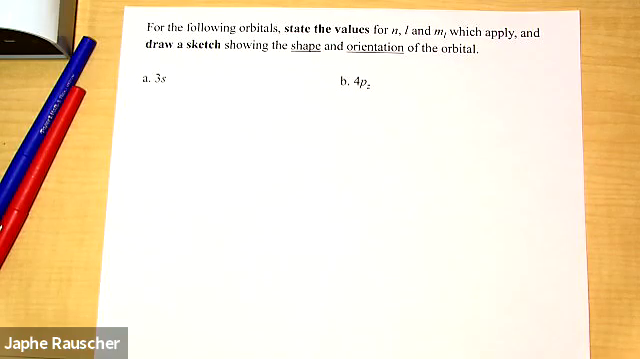Okay, for the following orbitals, state the values for N, L, M sub L which apply, and draw a sketch showing the shape and orientation of the orbitals. All right, so I'm a terrible artist, but I'll do my best here.